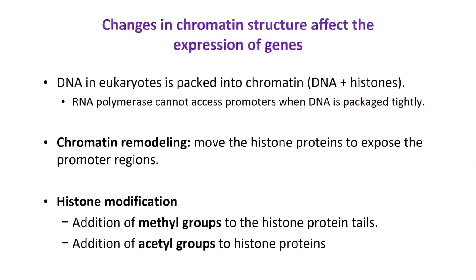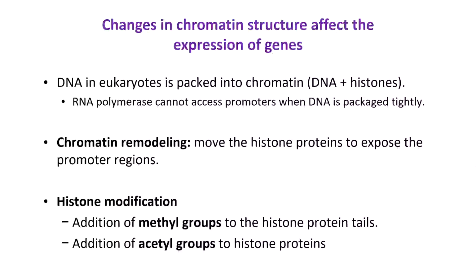So one of the major ways in which eukaryotes regulate their gene expression is through degradation of messenger RNA, which was discussed in video 6-1. Another major way in which eukaryotes change gene expression is through changes in the chromatin structure of DNA.